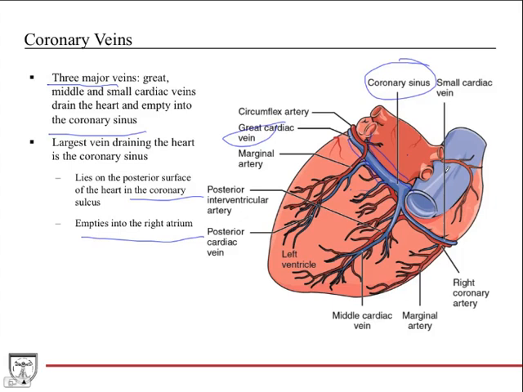And in the cadaver lab, you can even see this. If you cut open the right atrium, you'll see the opening from the coronary sinus. You can even stick your probe through that and see it within the coronary sinus as well.